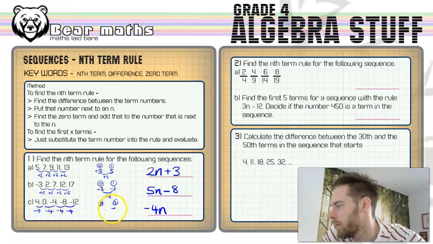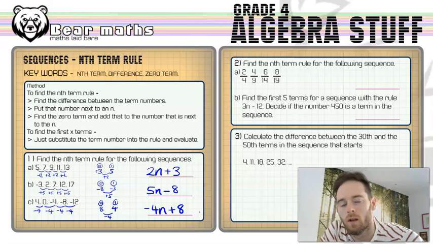So that would have been 4, the first term, and then we would have minus 4 there. So do the opposite thing, add 4 to it, that gives us 8. So the term before the zero term would be the number 8. So we're going to put plus 8 on to that. Hope that makes sense.